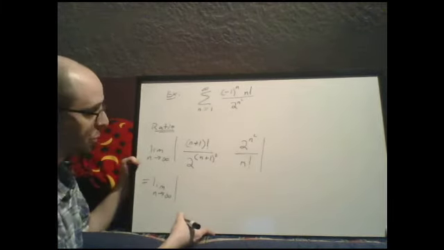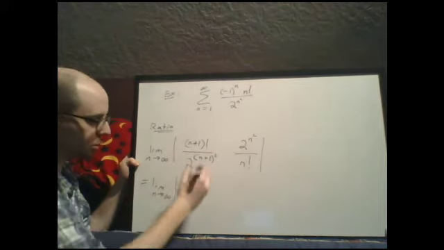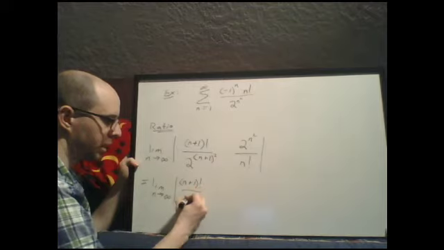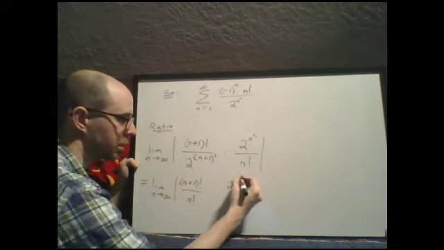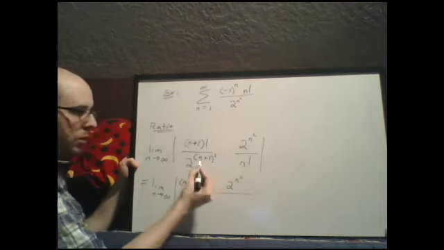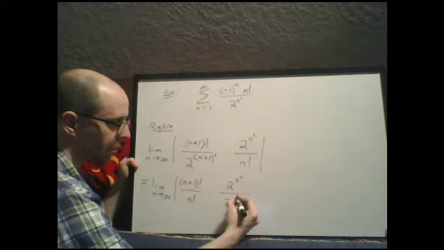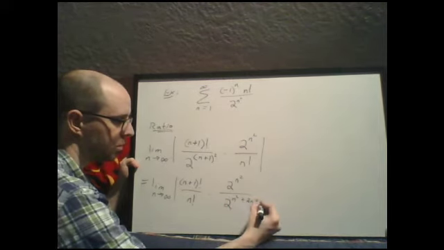Okay, so now let's group things together according to their type. The factorials go together: n plus 1 factorial divided by n factorial, times 2 to the n squared over, let's multiply this out now, 2 to the power n squared plus 2n plus 1.